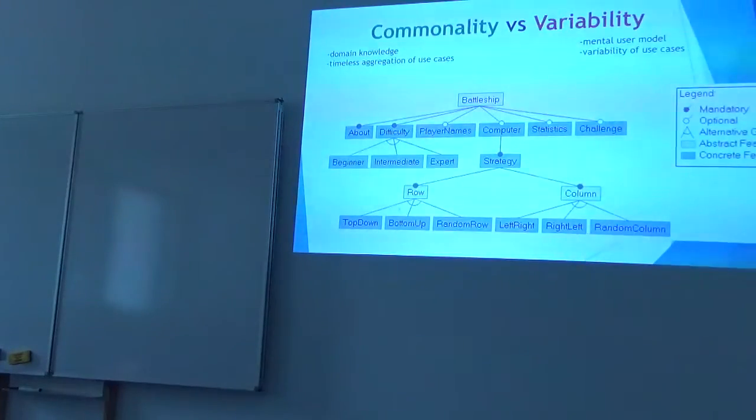Commonality and variability. Here is an example feature diagram. I will briefly explain it in a few minutes. These are features. At the top there is the abstract feature, and you see other features like difficulty or about, which are mandatory features, or common features. These features are in every product because they are not dependent on any variability part.